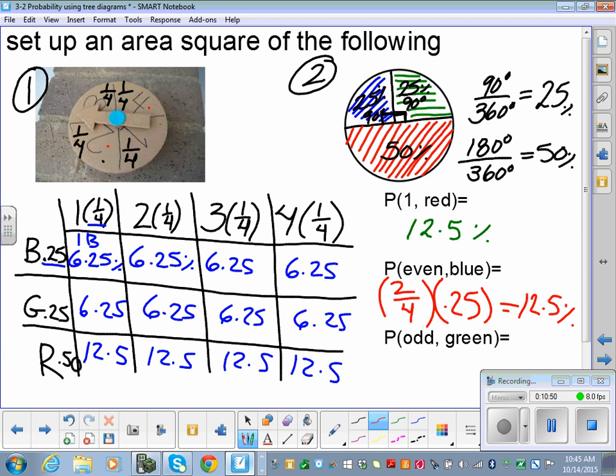All right, probability. Did you like the area square better or that way? Just curious. Area square better or just listing out the probabilities? Me too. I like to just list the probabilities.